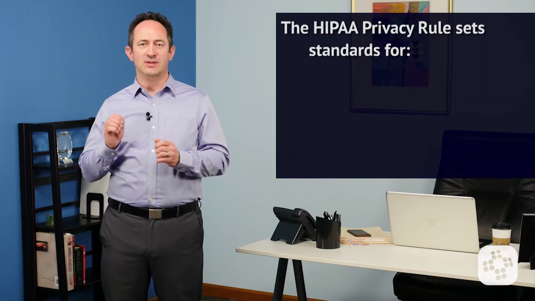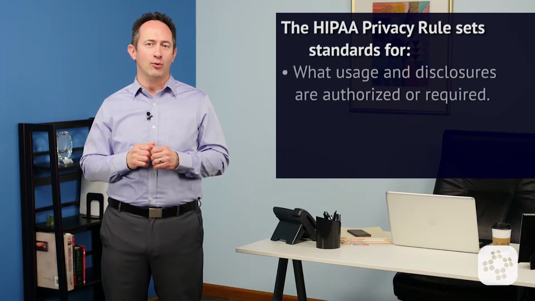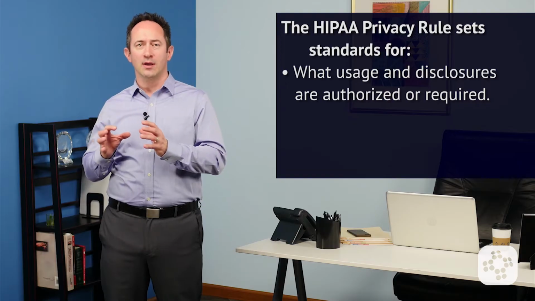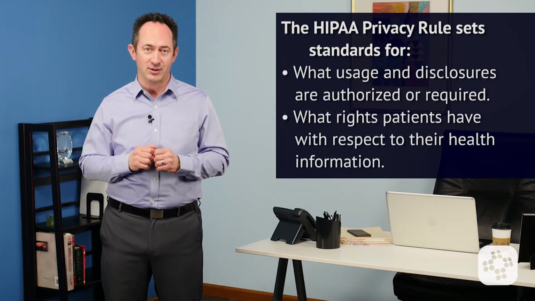Now let's cover the HIPAA privacy and security rules. The HIPAA security rule covers the electronic use of sharing ePHI as long as safeguards are in place. The HIPAA privacy rule sets standards for how protected health information should be controlled by setting forth what usage and disclosures are authorized or required, and what rights patients have with respect to their health information.